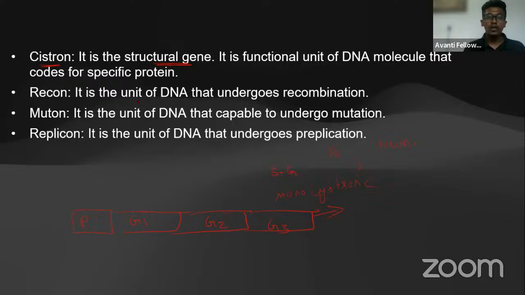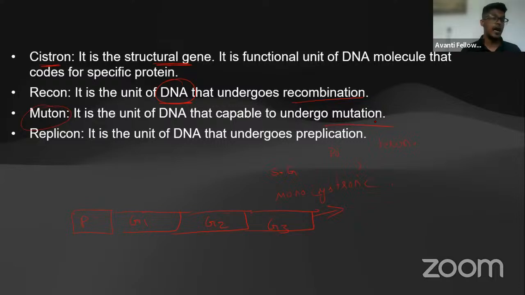What is a recon? The unit of DNA that allows changes. You can see that even though we have the same human-like characteristics as our parents, we don't appear the same. Non-parental characteristics are there, no? That comes into existence because of a particular DNA that allows recombination. That is called a recon. What is a muton? Any part of a DNA that has undergone or is capable of undergoing mutation. So that is called a muton.